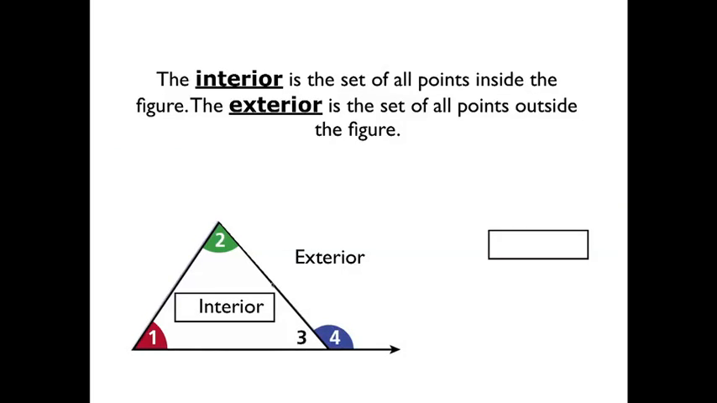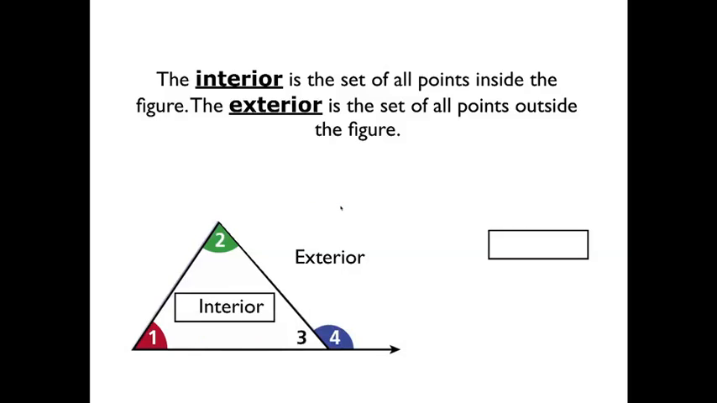Okay, talking about the interior and the exterior of a triangle. When we talk about the points in the interior, let's make sure we're clear. This is a point in the interior, right here. This is a point in the interior. This is a point in the interior. So anywhere inside the triangle is the interior. This is a point in the exterior. This is a point in the exterior. Any point outside of the triangle is the exterior.